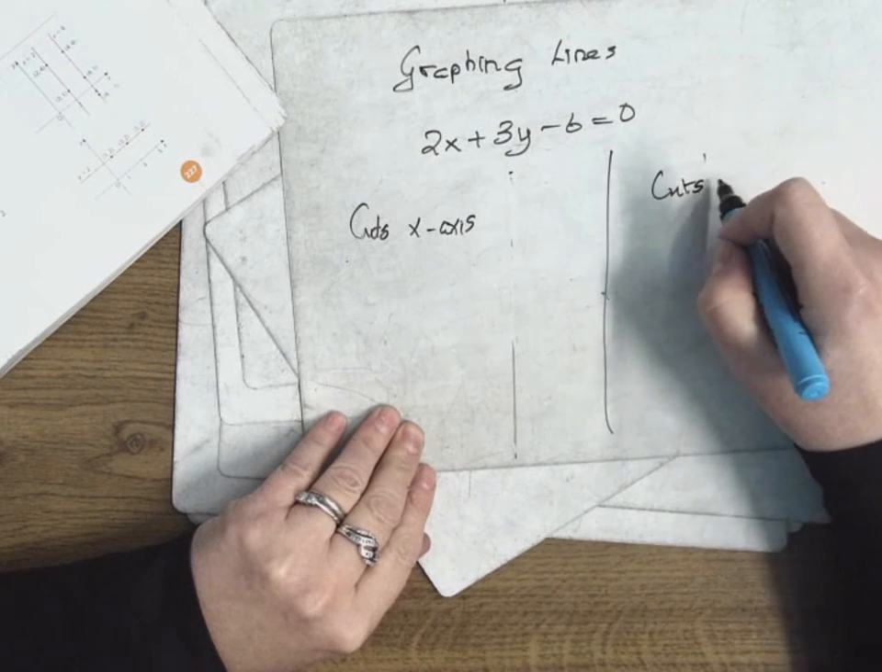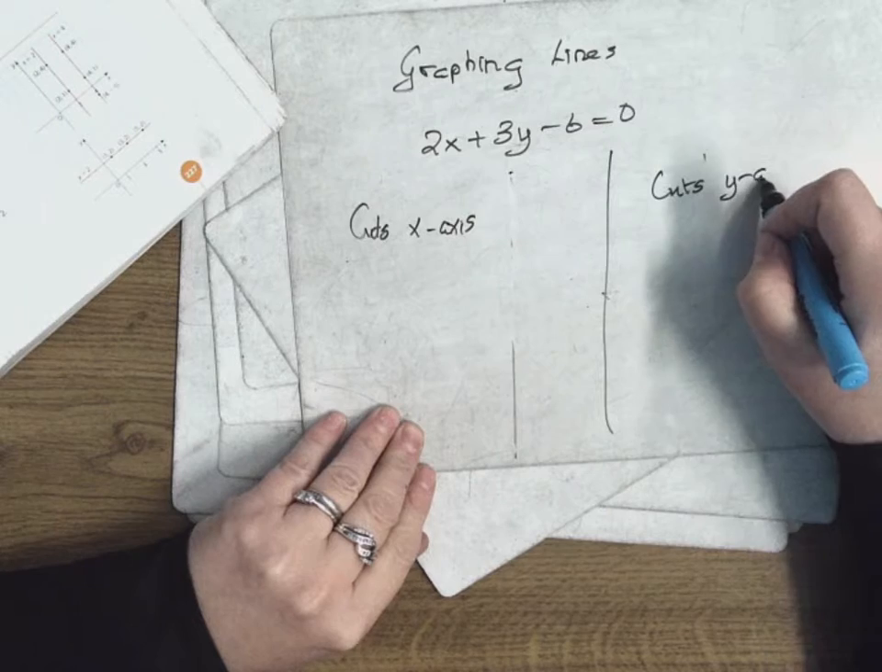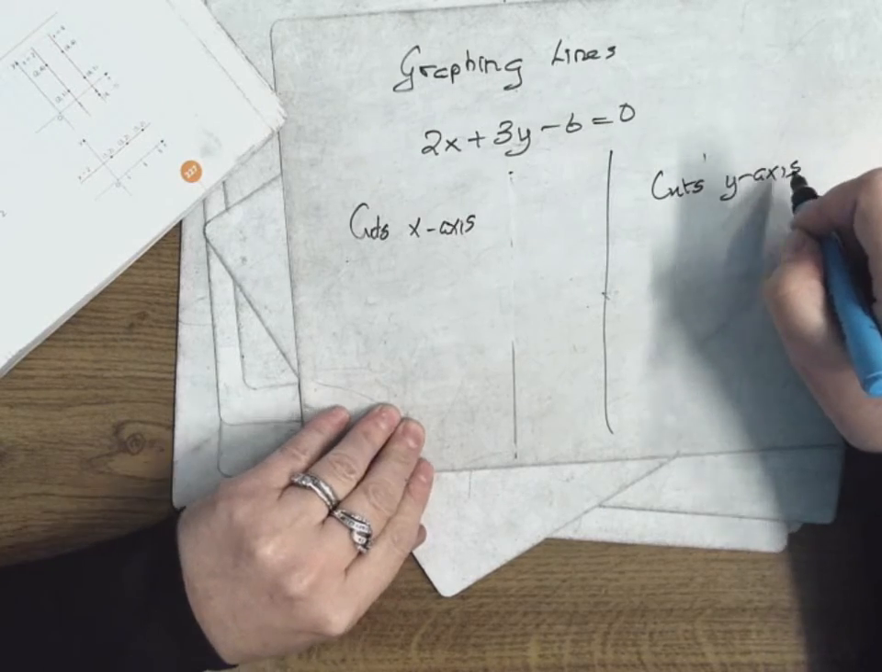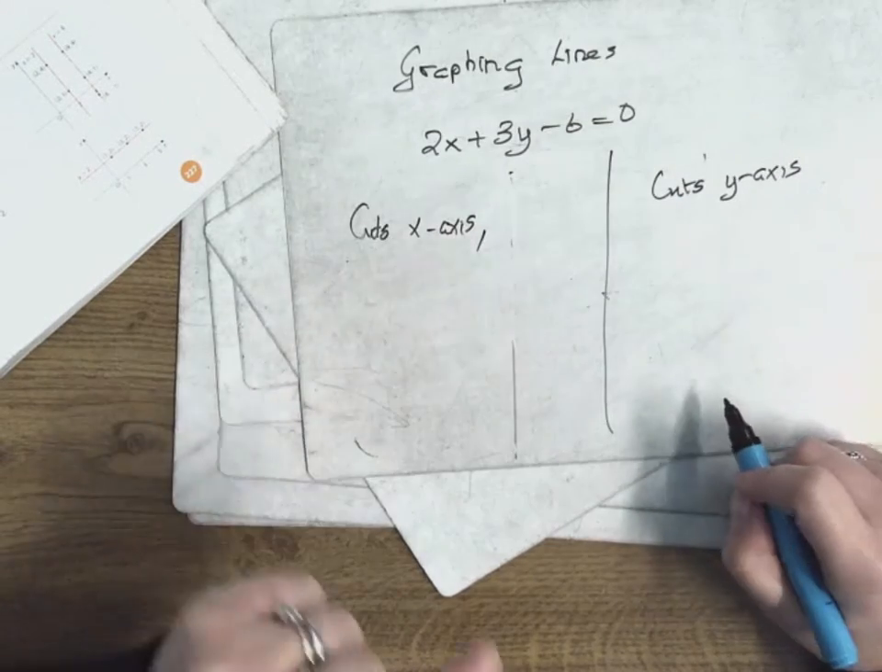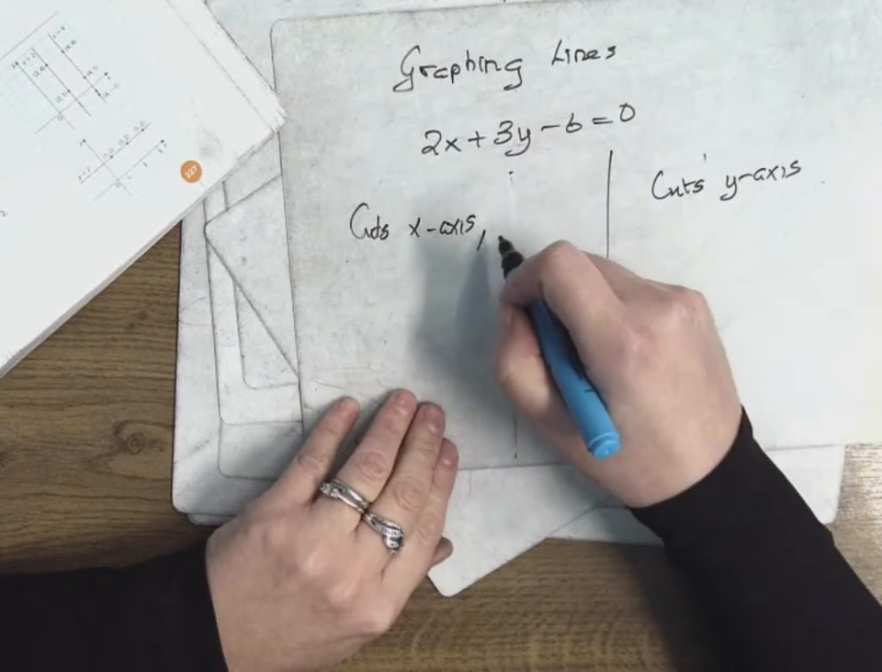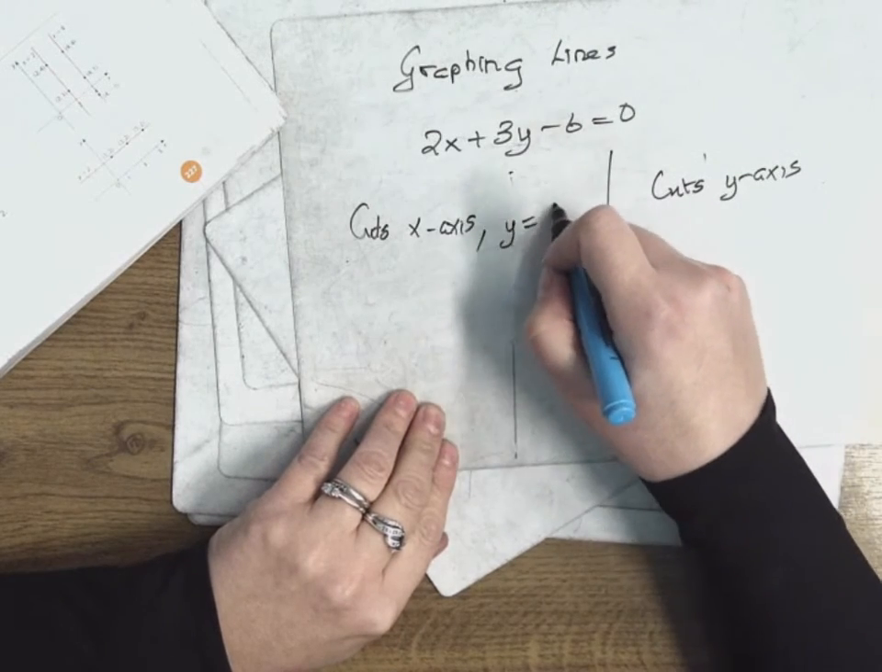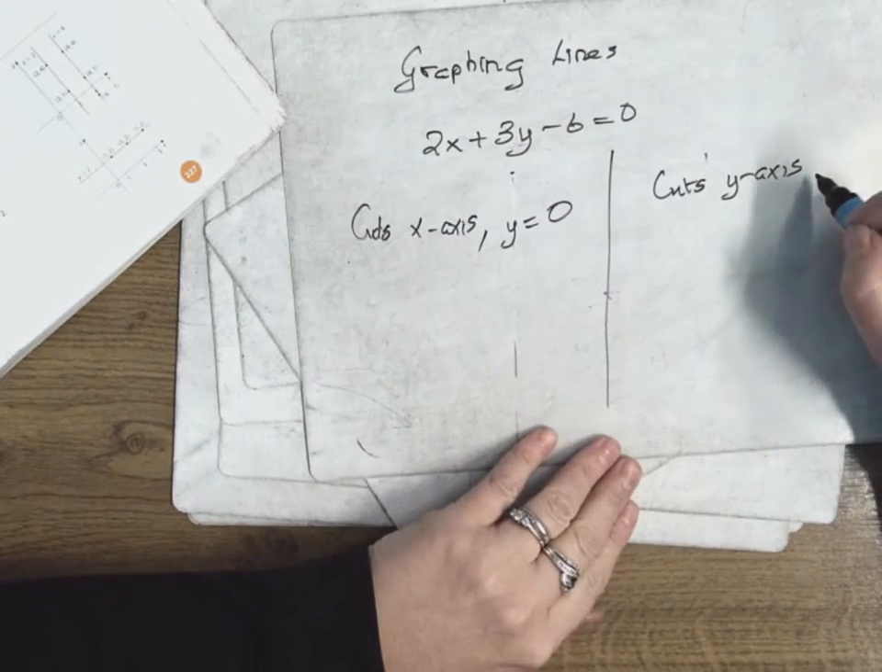You need to remember the rules because sometimes they ask you where does it cut the x-axis and where does it cut the y-axis. Does anyone remember the rule? Cuts the x-axis, what? Y is 0. And if they ask you where it cuts the y-axis, what's the rule?